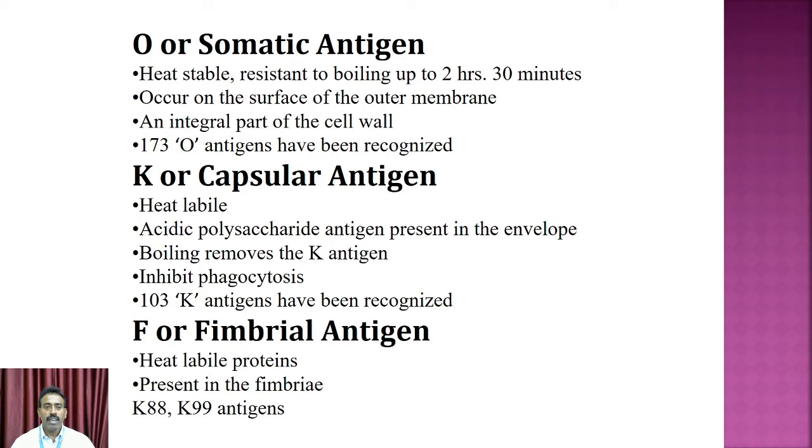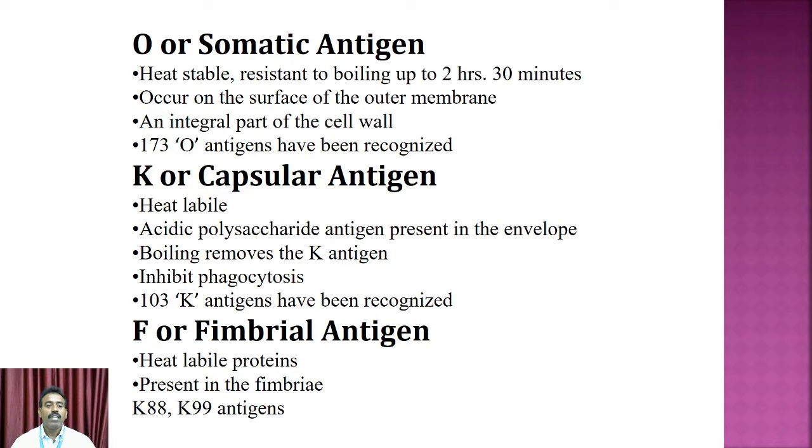Next one, K or capsular antigen. It is a heat stable, acidic polysaccharide antigen present in the envelope. Boiling removes the K antigens. It inhibits phagocytosis. So 103 K antigens have been recognized.